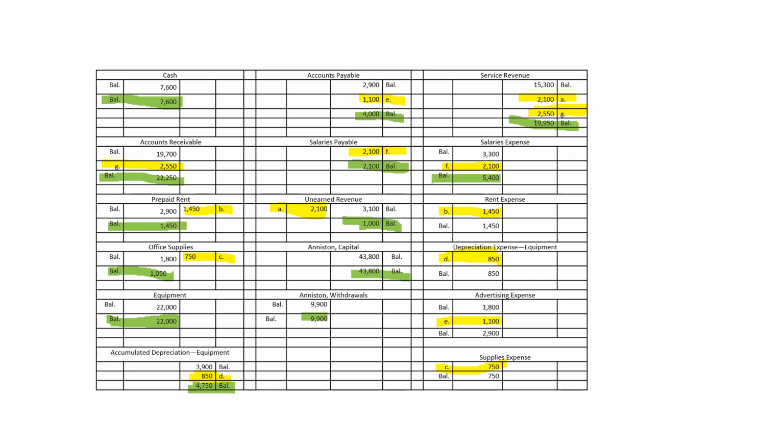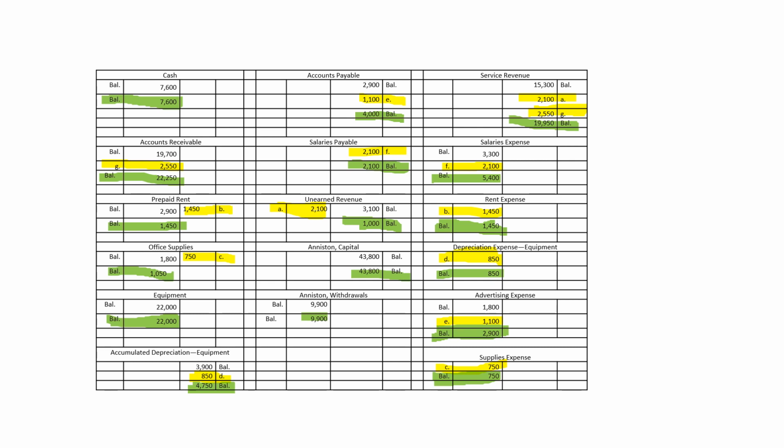We wouldn't have even reported rent expense if we didn't do these adjusting journal entries. There's $1,450. Same with depreciation expense. There wasn't anything there before those journal entries. Now there's an $850 debit balance. Advertising expense increased also. Its true balance is $2,900. And look at supplies expense. Look at all those items that were missing that we now have recorded. And that's the purpose of these adjusting journal entries.